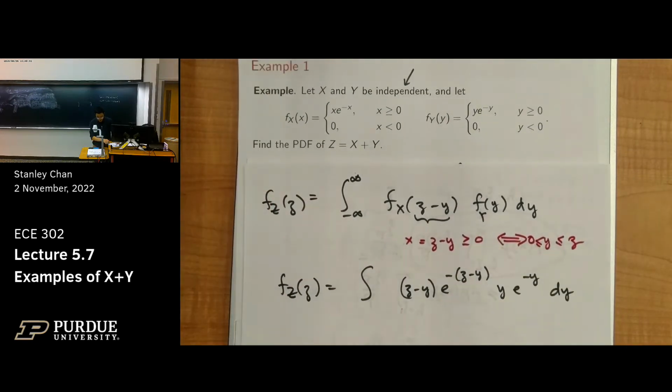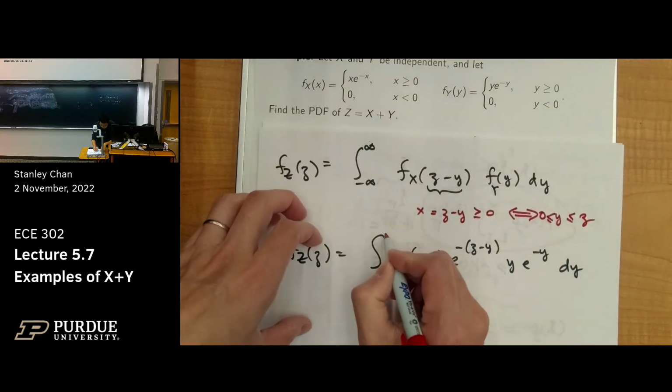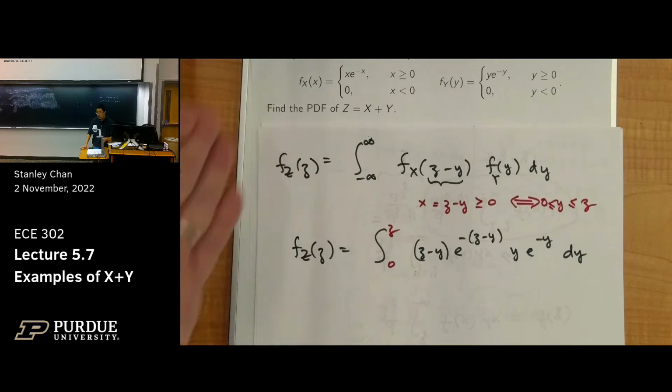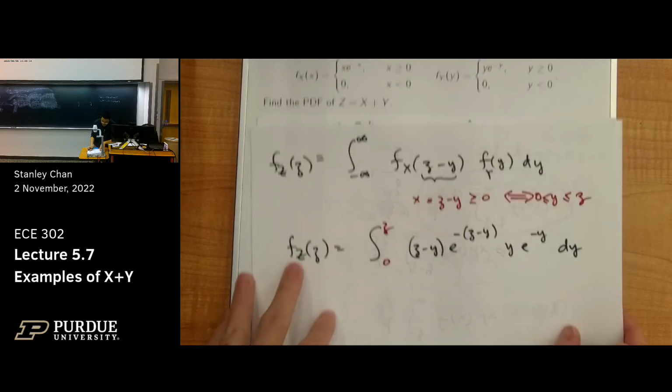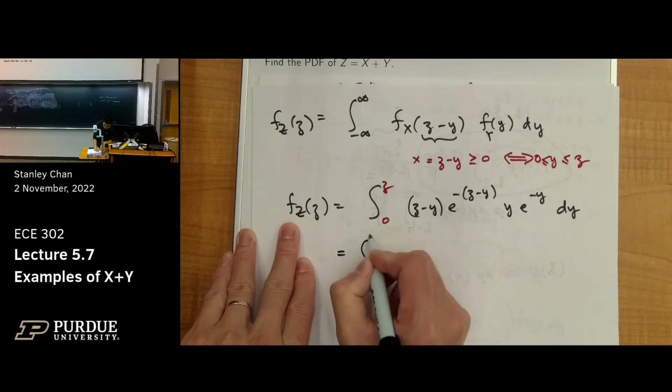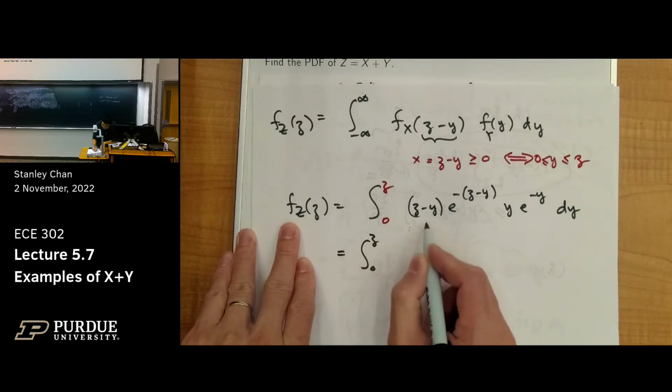So figure out the range. The range is from 0 to z, which is also true if I look at the diagram, right? You look at a triangle, the y has to go from 0 to z. So that's okay. So now let's carry on the calculus. So this is from 0 to z, and then you have this product.